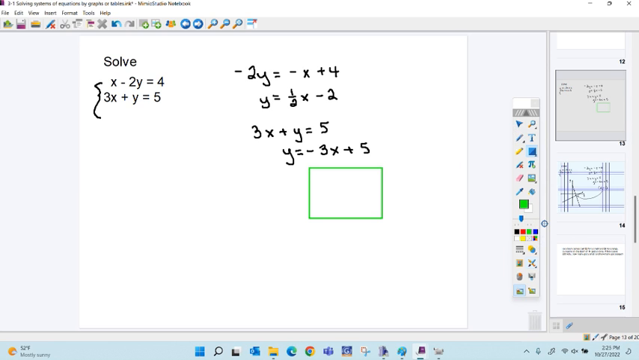Can you get a half? I don't think this one comes out to be a half. Oh, great. So where does this one start? -2. And then up 1, right 2. Up 1, right 2.